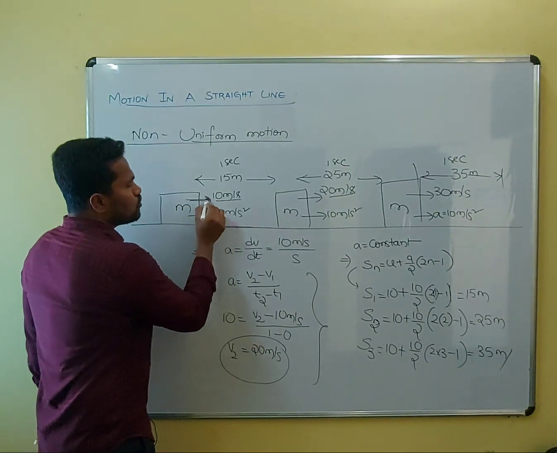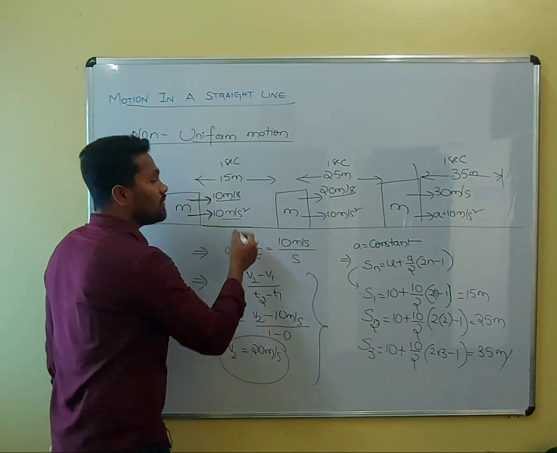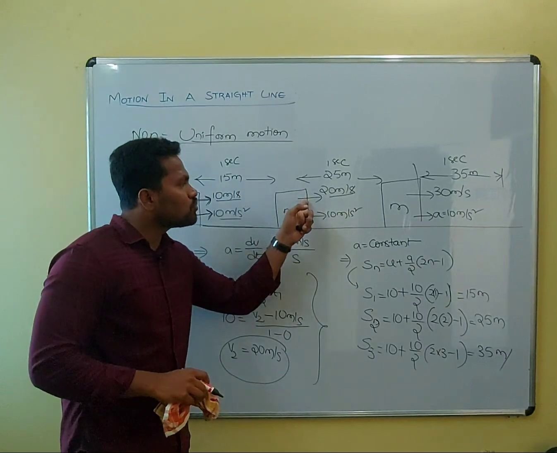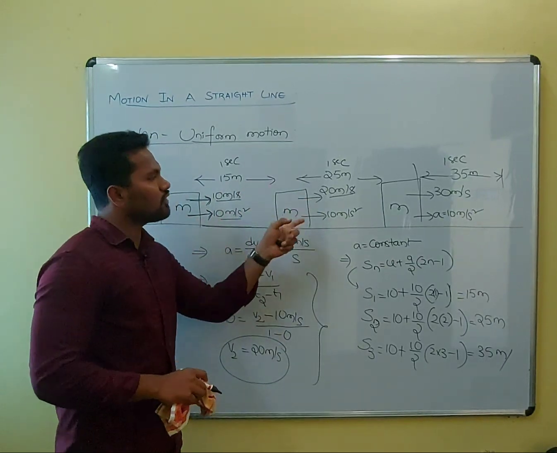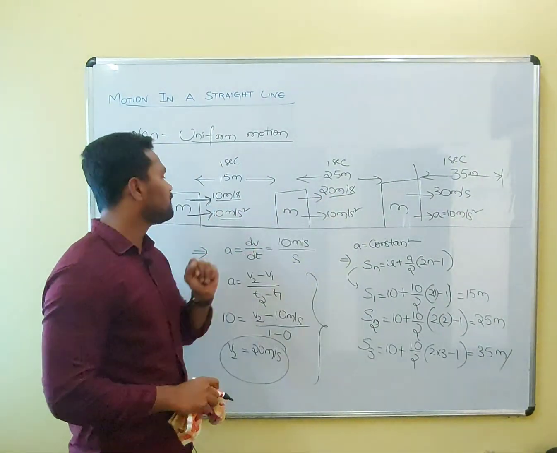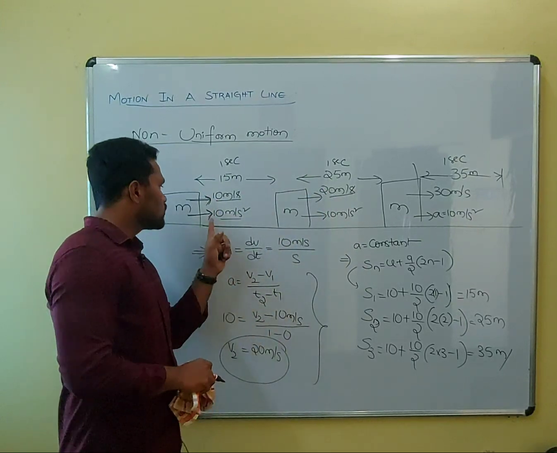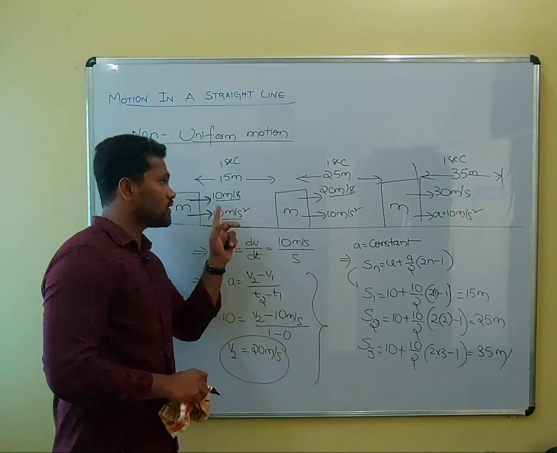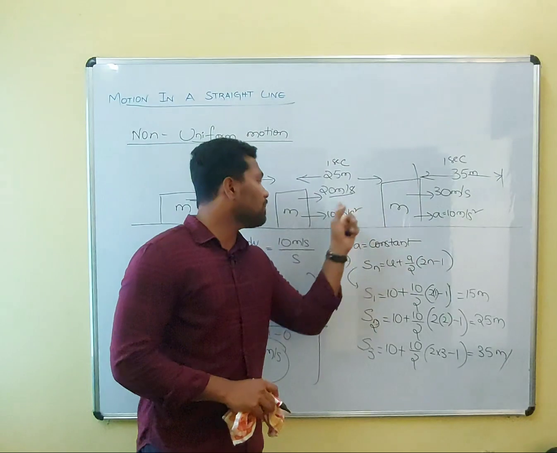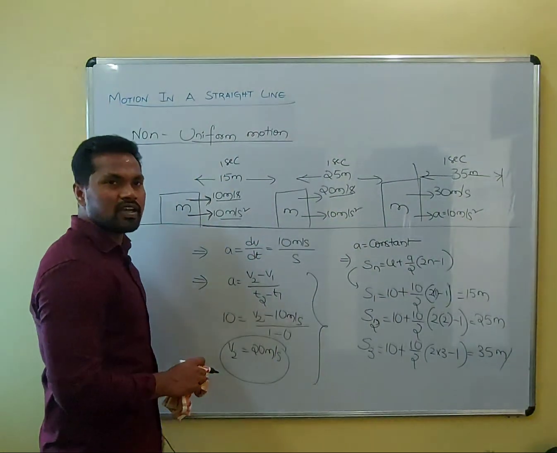If the object is moving with initial velocity 10 meter per second and the acceleration is 10 meter per second square, then the object's velocity increases by the magnitude of acceleration after 1 second. Initially it is 10 meter per second, later it is 20 meter per second. So in 1 second, how much has it increased? The difference is 10, which is equal to the magnitude of acceleration. Are you getting the difference? Again after 1 more second, velocity increases by the magnitude of acceleration. That's the beauty of this non-uniform acceleration.